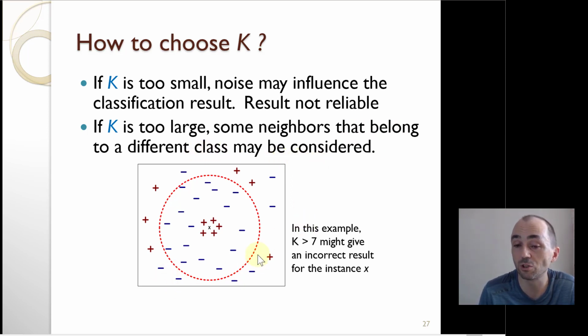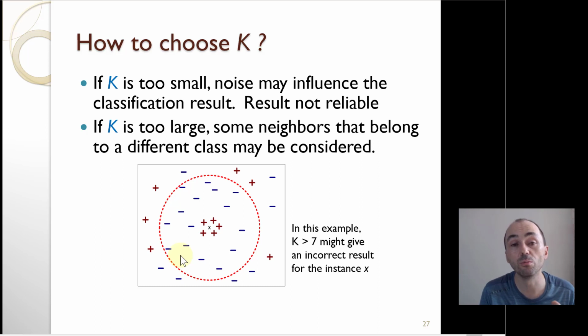Okay, so let me show you an illustration here. Here we choose k, for example, more than 7. Okay, k like 15 or 20 maybe. So if you choose k equal 5, you will look only at the points around x. But if you choose too big, you will also include a lot of minus in this, and then the prediction will be minus. It will be wrong. Okay, because of the data.